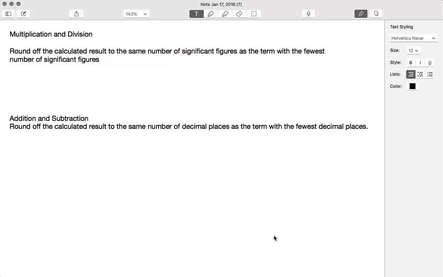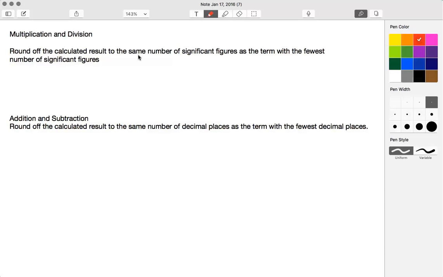About doing measurements and doing calculations with significant figures. The first rule is for multiplication and division operations. For multiplication and division, you want to keep the same number of significant figures as the term with the fewest significant figures. And in addition and subtraction, you want to round off to the fewest number of decimal places. You want to keep the term with the fewest decimal places.